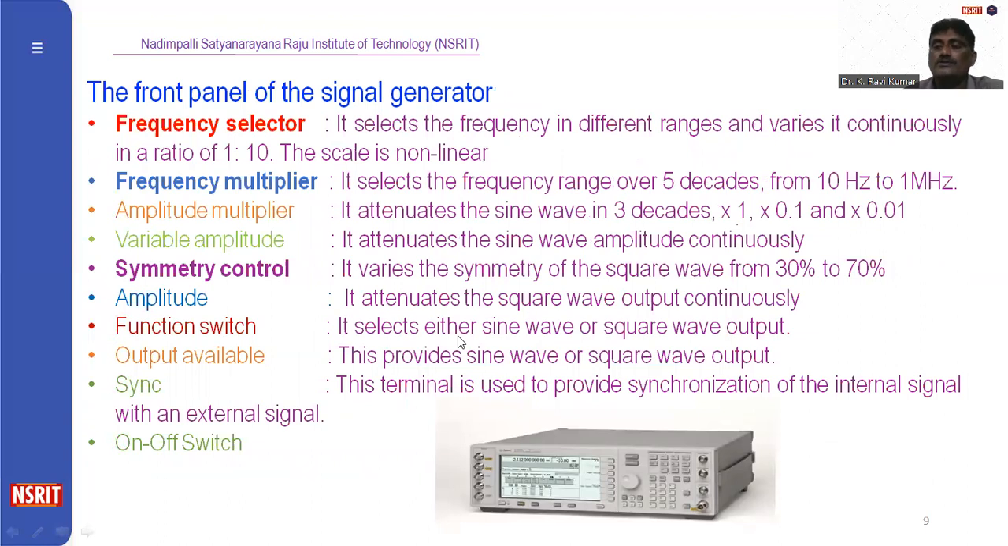The push-pull amplifier is mostly used as a power amplifier, right? So, this is the front panel specification. What are the types of front panel knobs we have on the function generator? The first one is the frequency selector. By using the frequency selector, we select the frequency in different ranges and vary it continuously in the ratio of 1:10. The scale is non-linear. Right, 1:10 means knob to knob.